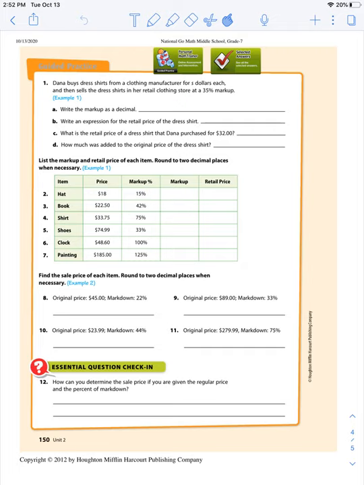All right, your homework today is going to be on pages 150 and 151. You're going to do numbers 1 through 13 odd. So 1 through 11 odd are on this page, and then don't forget number 13 on the next page.